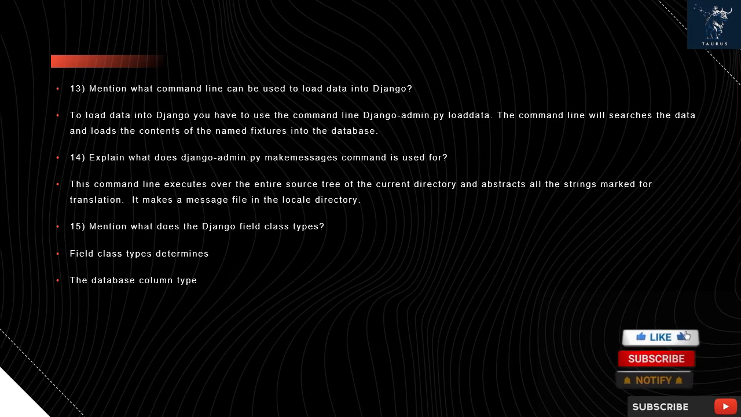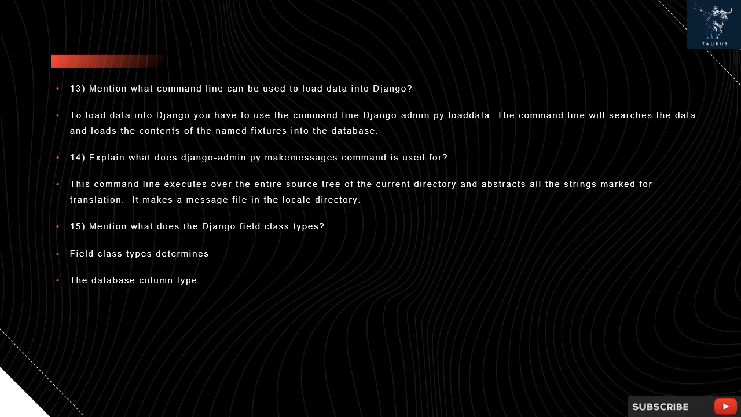13. Mention what command line can be used to load data into Django. To load data into Django, you have to use the command line django-admin.py loaddata. The command line searches the data and loads the contents of the named fixtures into the database.